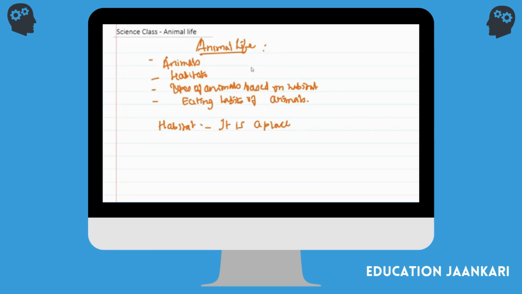It's not particularly for animals. It can be for birds. It can be for animals. We are also animals, right? Human being is an animal. So habitat. Now the definition of habitat is it is a place where animals live.